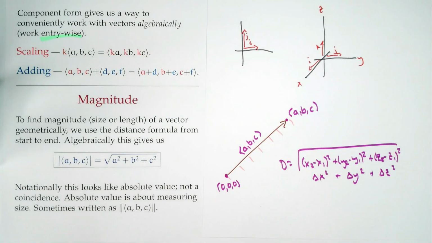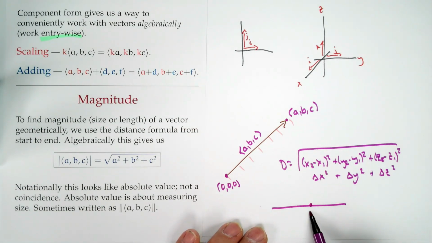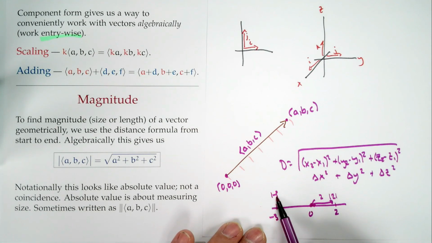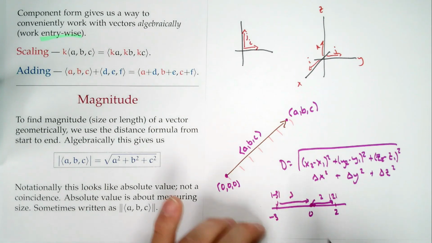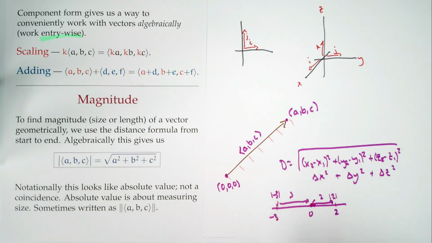If you think about the absolute value of a number, one way to interpret that is how far away that number is from 0. So if here's 0, and I look at 2, well, the absolute value of 2 is how far away you are from 0. So it's 2. If I come over here to negative 3, the absolute value of negative 3 is how far away you are from 0. So it's 3. So absolute value has always been about size. So that's why we use the same notation.